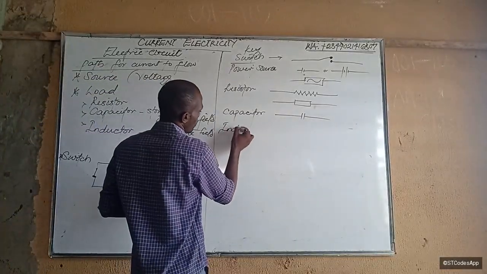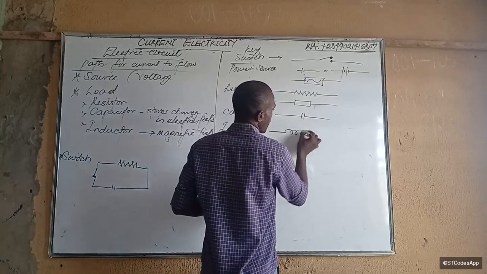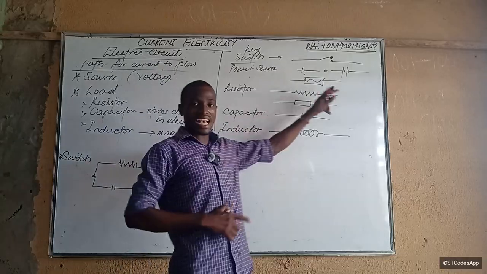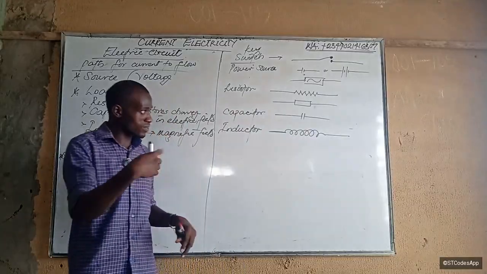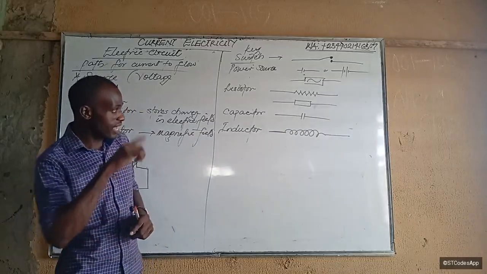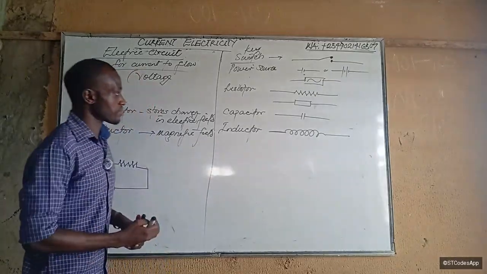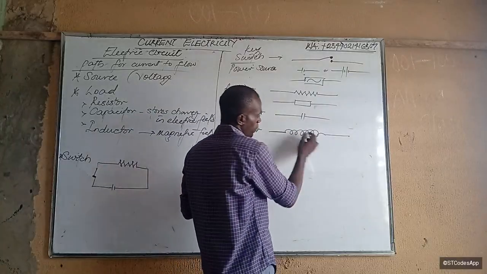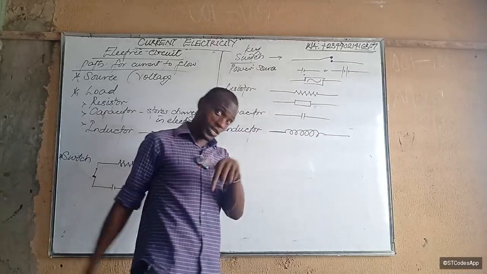Now an inductor, basically we said, stores electric charge in a magnetic field. It looks like this. Keep in mind that it is different from a resistor, okay? A resistor has zigzag lines. This one has a squiggly looking line, like a spring, okay? So that's an inductor. It basically works by having an iron core within it. No, the inductor is basically the coil. The inductor is the coil.